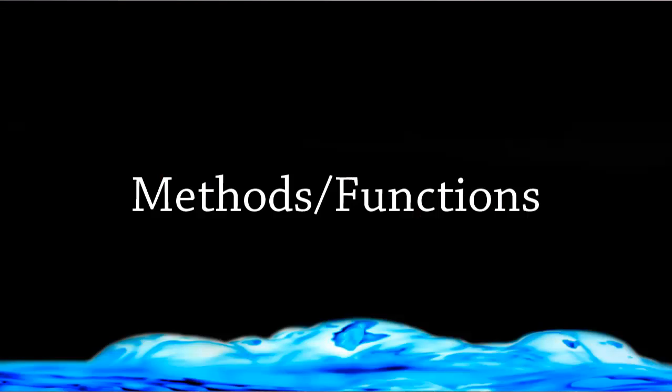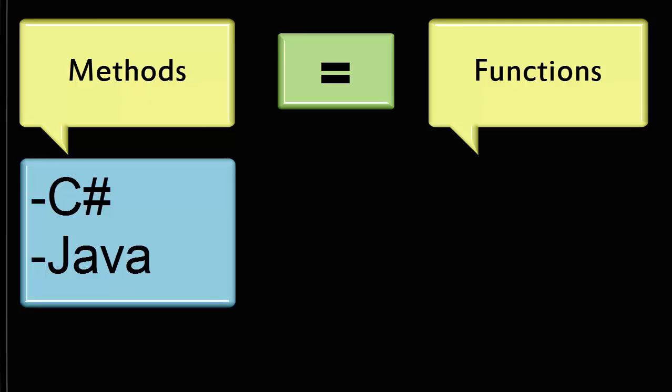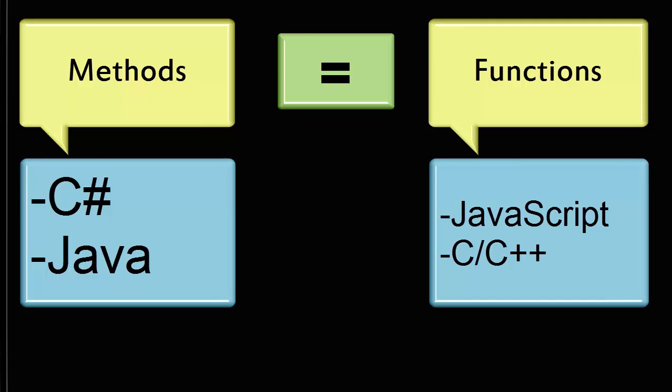So now let's move on to methods or functions. Why two names? Because some programming languages call it method, some call it function. Basically both of them do the same job, it's just the name that changes. So in C# you will specifically call it a method, and in JavaScript you will call it a function.